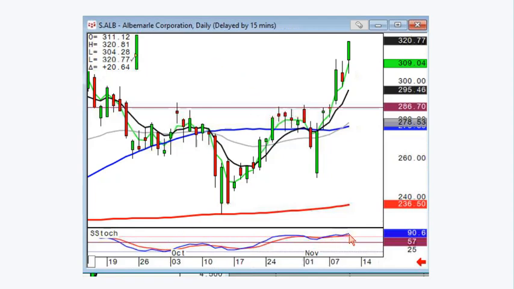I use stochastics 12, 3, 3. Now there's nothing set in stone on that. It's just one night, 30 some odd years ago.